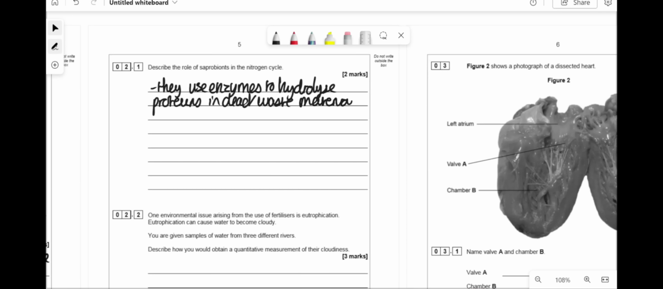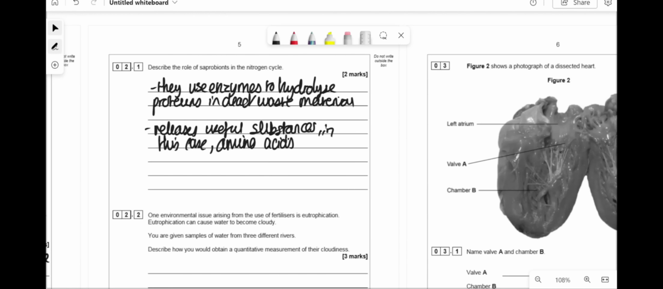And what does this do? Well, this releases useful substances. And you need to say what the substance is. In this case, amino acids.